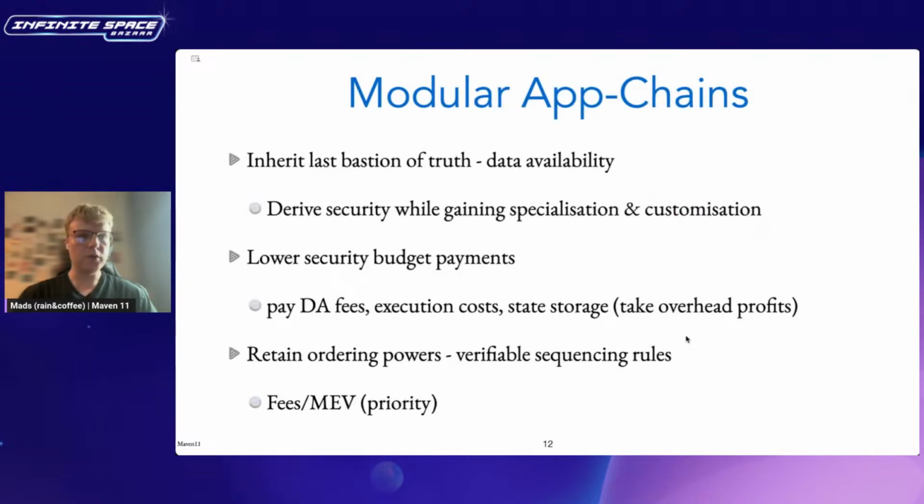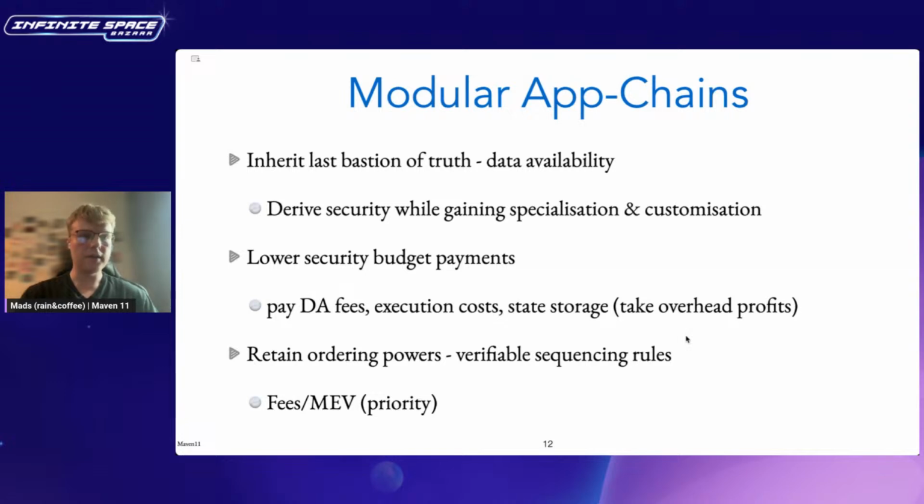Now, we get to what is very related to building on Celestia here, and that is these modular app chains, or also application-specific rollups. They essentially inherit what I think is the most important part of anything that you want to inherit, and that is data availability, because it is the last bastion of truth. So you can compute any outcome from this, provided that it is correctly provided. And while you're deriving that security, you also gain complete control. So you get specialization and customization, and you also get way lower security budget payments. So that's what we just went into.